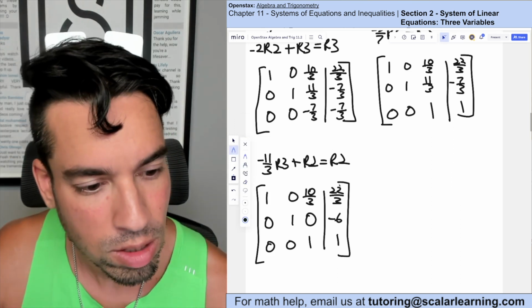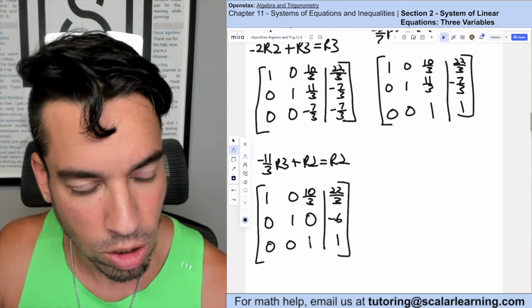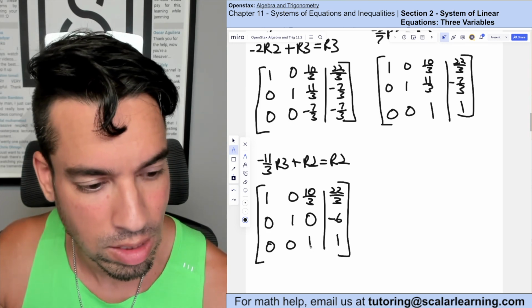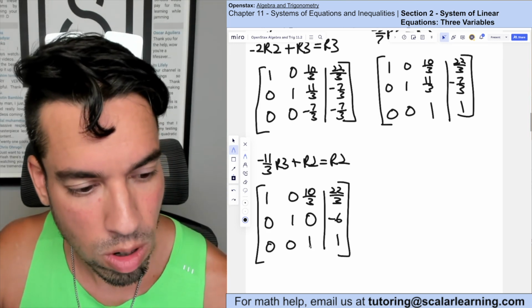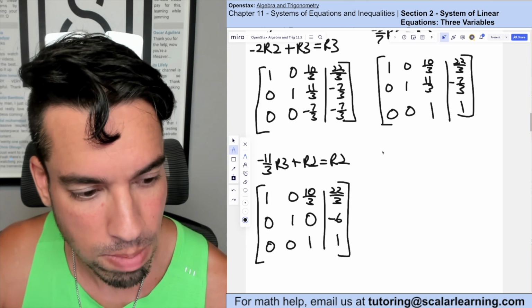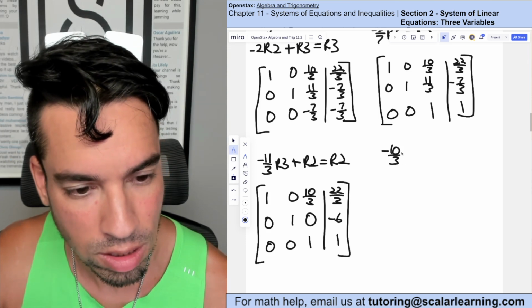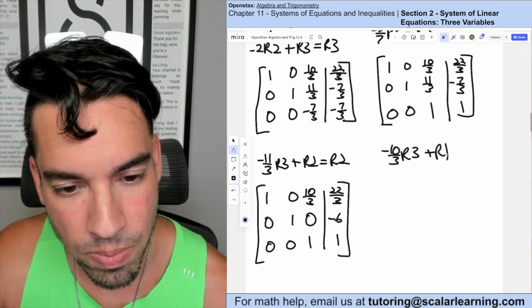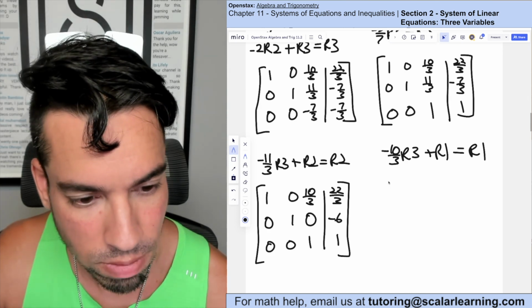Okay, last but not least, we got this guy. And again, we're going to go back to that 1. That's going to make it nice and easy. So I'm going to multiply the 1 in row 3 essentially by negative 10 thirds. That's going to add to row 1, and then we're going to get a new row 1. So this is the final step here.